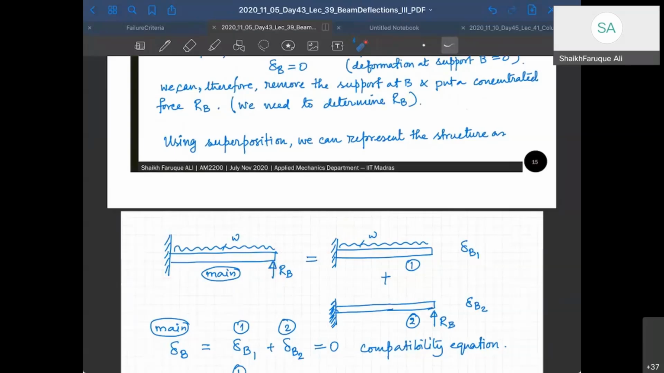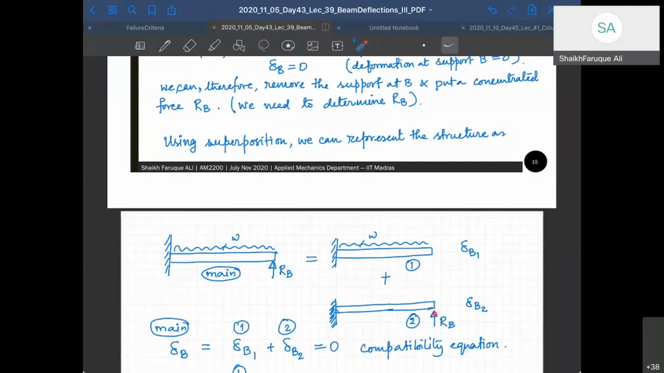I cannot only remove the support. So I'm giving a reaction force RB, which is not known to me currently. I don't know what RB is, but I'm giving a force. So I've replaced the support. Now the beam is under 2 loads: one is the UDL, the other one is RB. With these 2 loads, the beam's deformation should be 0 here at point B. So I can subdivide the load into 2 parts: one is a cantilever beam with a UDL, another one is a cantilever beam with RB.